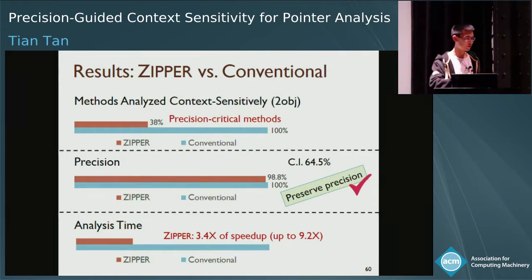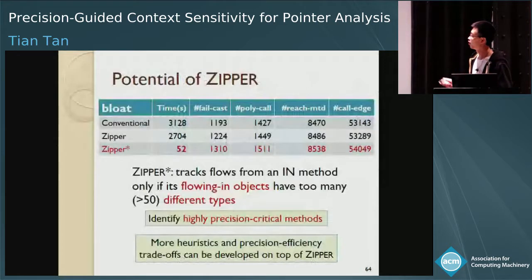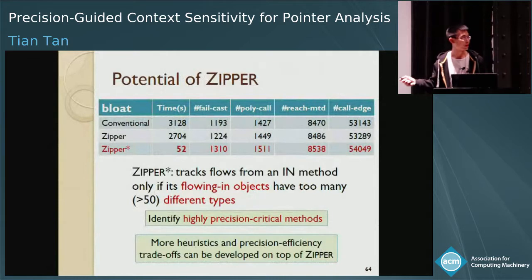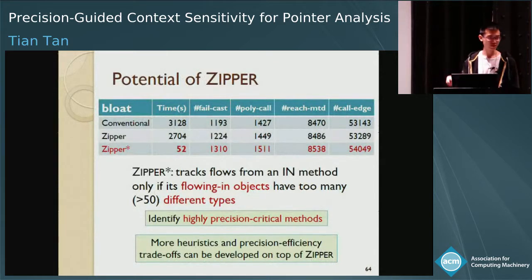But based on Zipper, we can easily develop more heuristics to make a trade-off. We have, for example, the bloat benchmark, for which Zipper works not so well. For this benchmark, here are the results. These are the analysis time, and these are the 4 precision clients. For all these cases, lower is better. So originally, Zipper improved only maybe 20% of the efficiency.